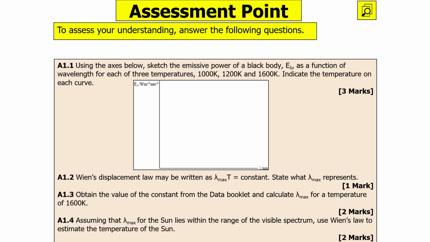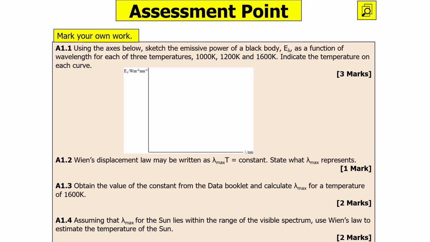The next question says, using the axis below, sketch the emissive power of a black body as a function of the wavelength for 3 temperatures, 1000 Kelvin, 1200 Kelvin and 1600 Kelvin. Indicate the temperatures on each curve. Wien's displacement law can be written as lambda max times T equals a constant. What does lambda max represent? Then obtain the value of the constant from the data booklet, 2.9 times 10 to the minus 3, and calculate lambda max for a temperature of 1600 Kelvin. And then assuming that lambda max for the Sun lies within the range of the visible spectrum, use Wien's law to estimate the temperature of the Sun. So pause the video now, then unpause the video when you want to go through your answer.